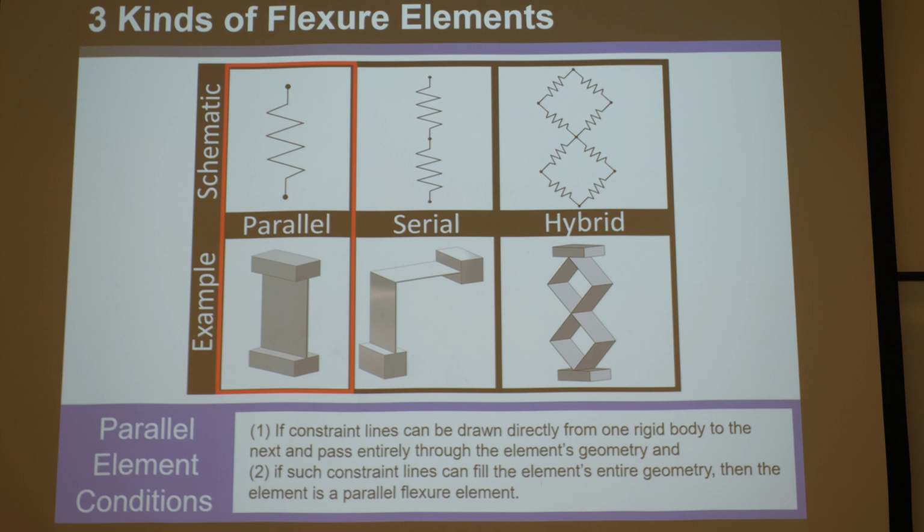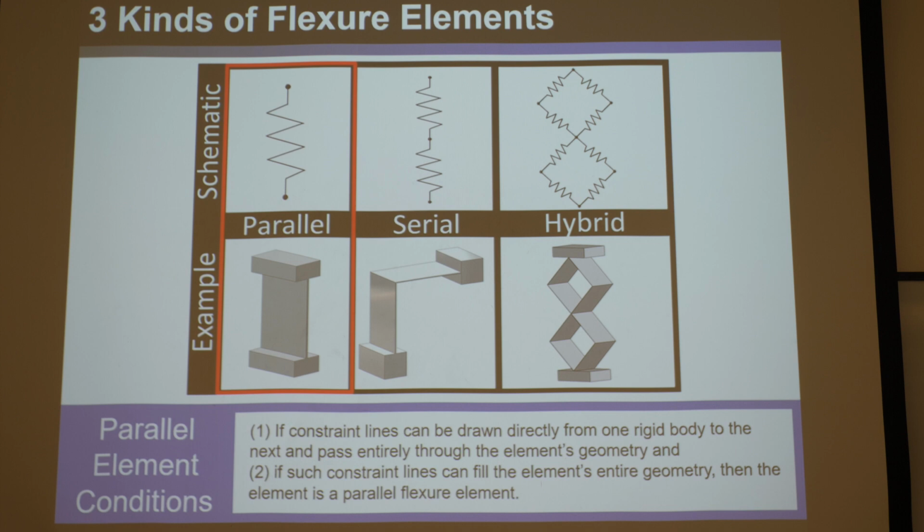So if constraint lines, the blue pure force wrench vectors, can be drawn directly from one rigid body to the next and pass entirely through the element's geometry without exiting it at any point, and if such constraint lines can fill the element's entire geometry, then the element is a parallel flexure element. So those two conditions are critical. It's probably difficult to understand what I mean by these, so I'll give a bunch of examples.